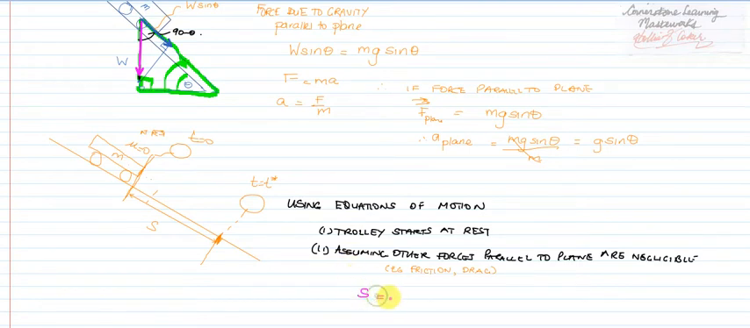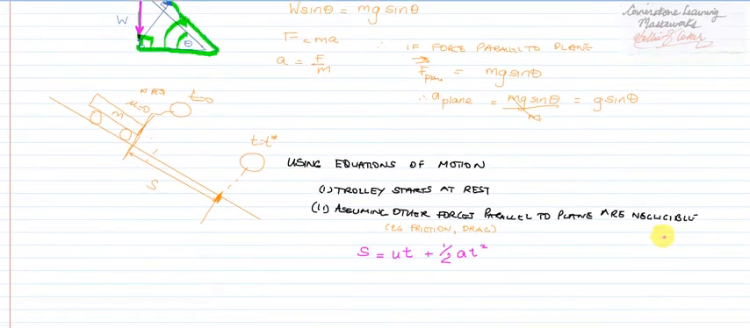S is equal to U times T plus a half A T squared. But we said it starts at rest, so U is 0. So therefore S is equal to a half times A T squared. But you see the acceleration down the plane will therefore be g sine theta.